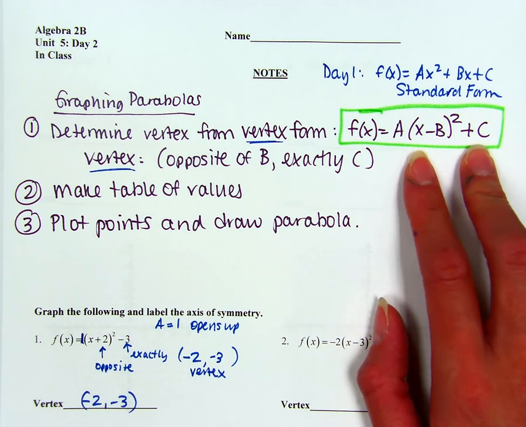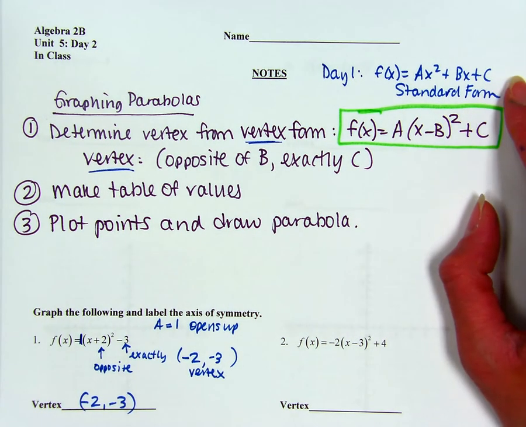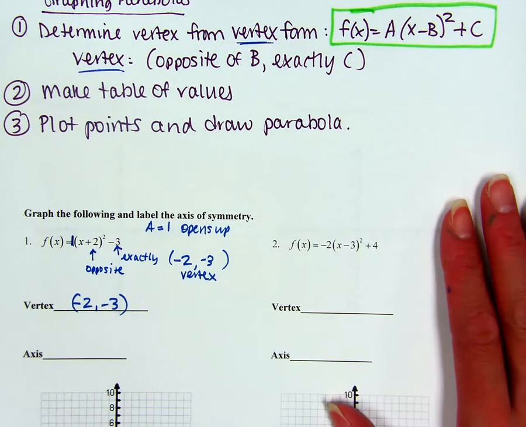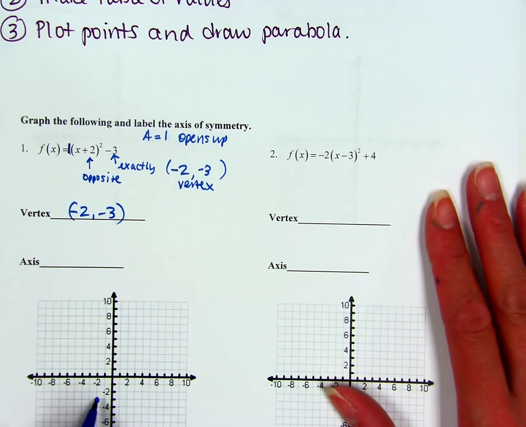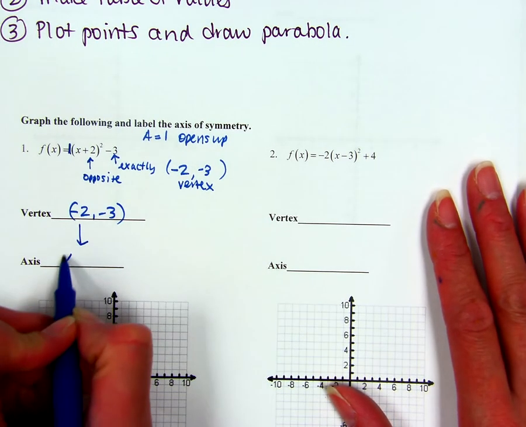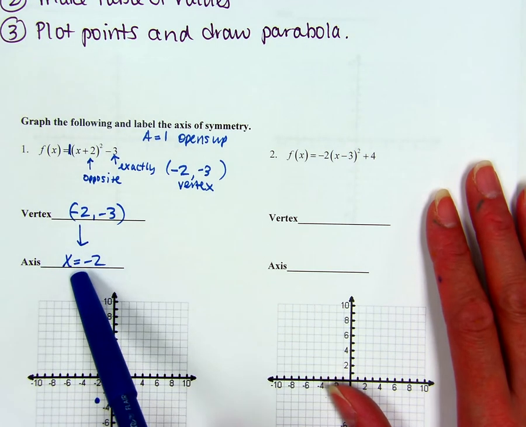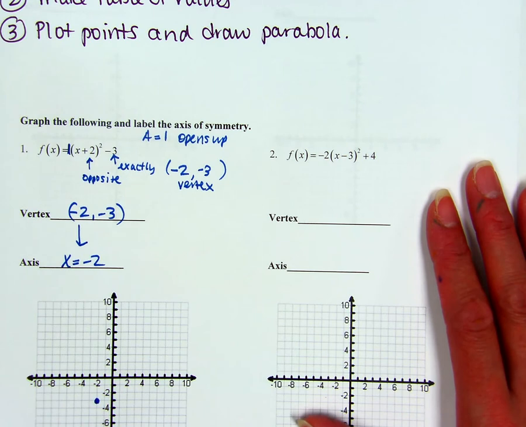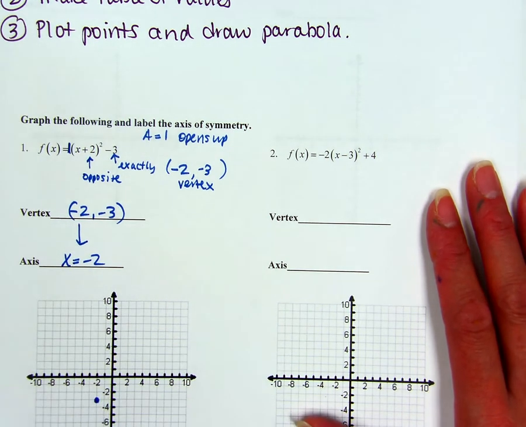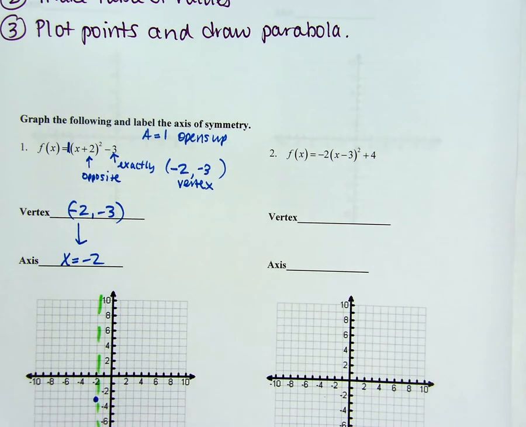Now I don't have to do the negative b over 2a. You only had to do that in standard form. Okay, so on my graph I could do negative 2, negative 3 and plot my vertex right away. My axis of symmetry is always the first value, or the x value. Yesterday we found the axis of symmetry first, then we found the vertex. Today we're going to find the vertex and then find the axis of symmetry. So that gives me the vertical line that cuts my parabola in half.